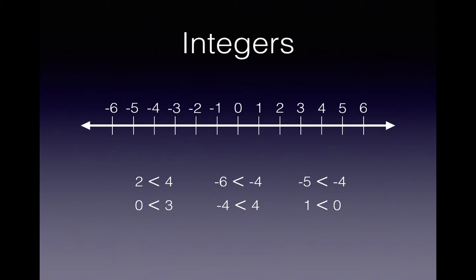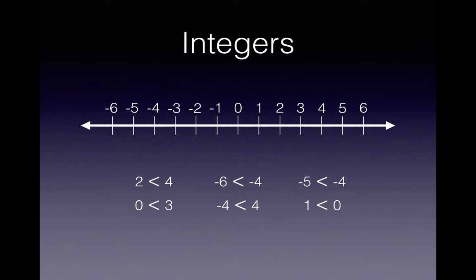The final one is 1 is less than 0. So we're asking ourselves, is 1 less than 0? Two ways to ask yourself that. Is the number 1 smaller than the number 0? Well, that's not true. It's false. And the second way of asking it is, is the number 1 to the left of 0? And if you look at the number line, that's not true either. So that statement is actually false.